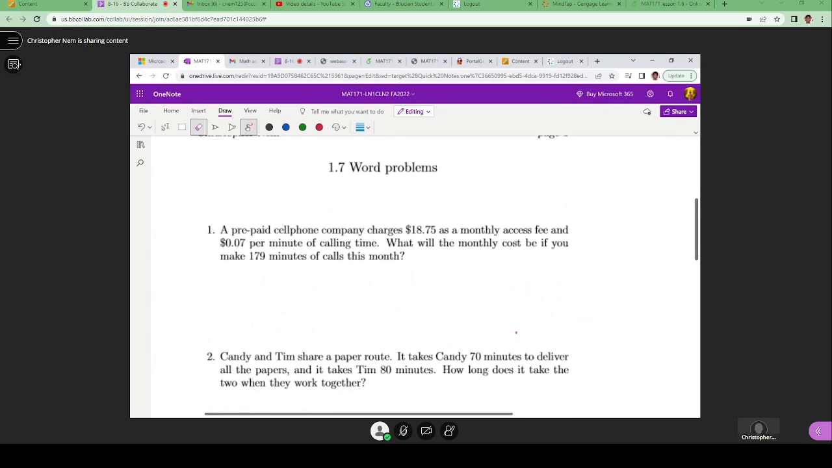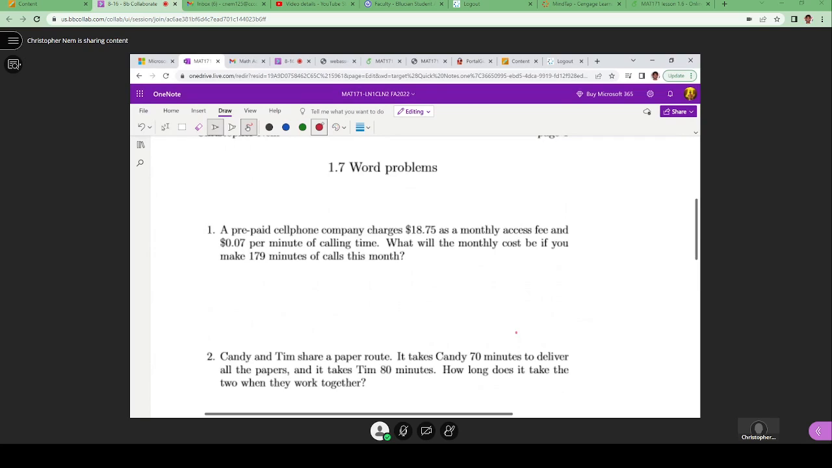A prepaid cell phone company charges $18.75 as a monthly access fee and 7 cents per minute of calling time. What will the monthly cost be if you make 179 minutes of calls this month? So I don't expect you guys to initially know how to do most word problems, but the key thing I want you to think about when looking at word problems are what are the key words. So let's look at some keywords.